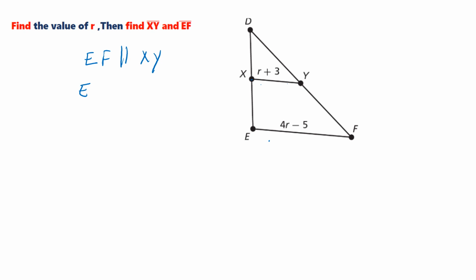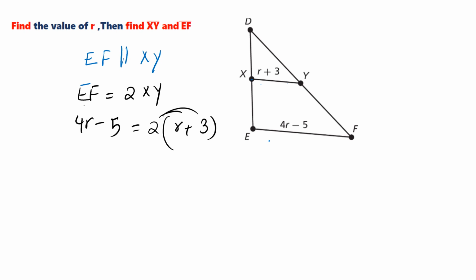So which one is the bigger line segment? Definitely EF, which is the outer side of the triangle. So EF is 2 times the XY. Okay, since we established the relationship, now what is EF? It is 4R minus 5 equals to 2, and what is XY? It is R plus 3.